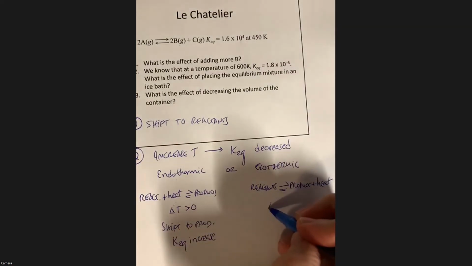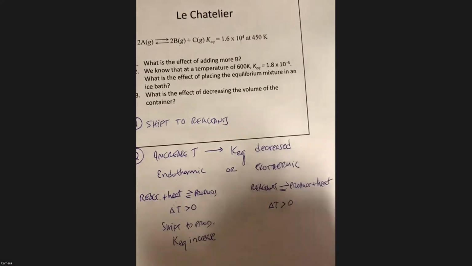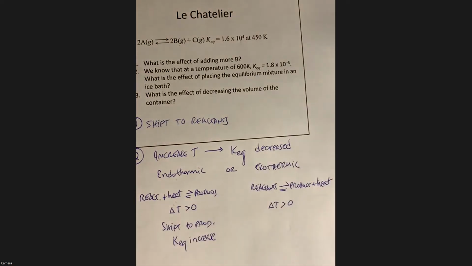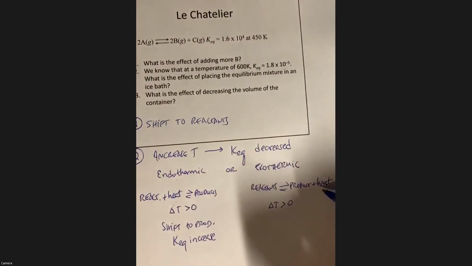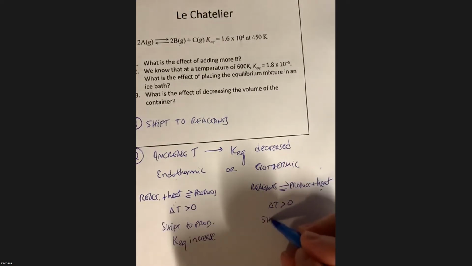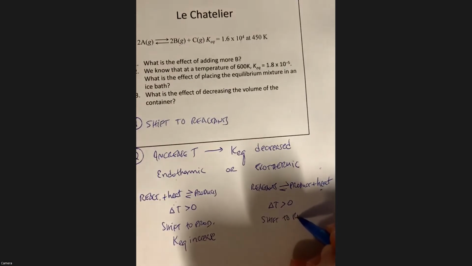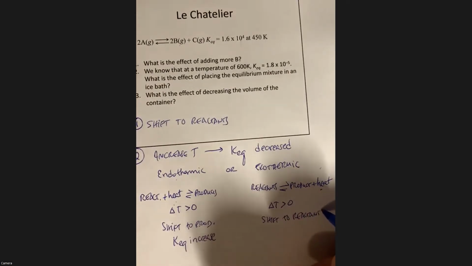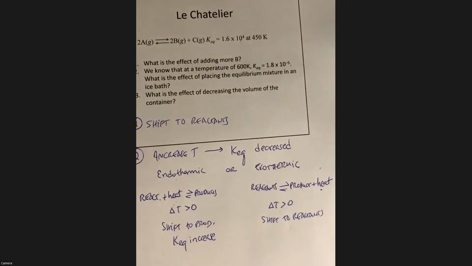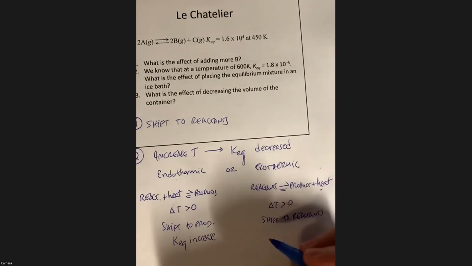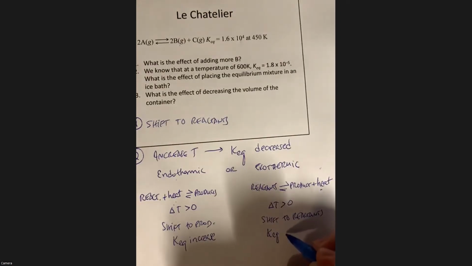If this guy is exothermic and I increase the temperature, I'm increasing the product side, right? So that means that I am going to increase this, which means my system will have to shift to reactants, right? And remember, if you shift to reactants, that means the bottom of that ratio of the equilibrium constant is bigger. So that means that the equilibrium constant will decrease.